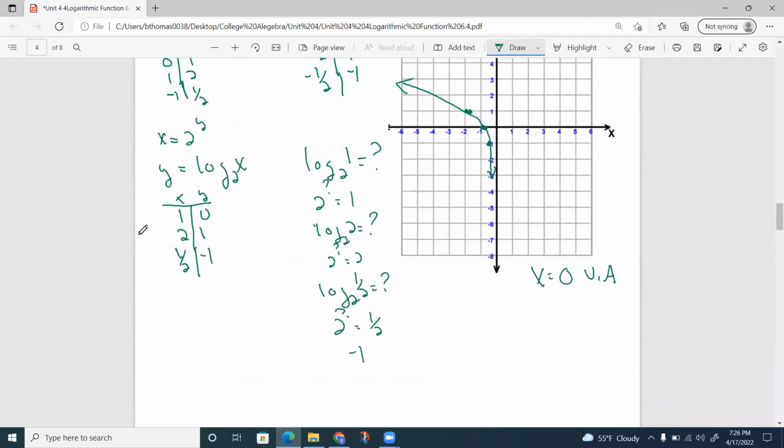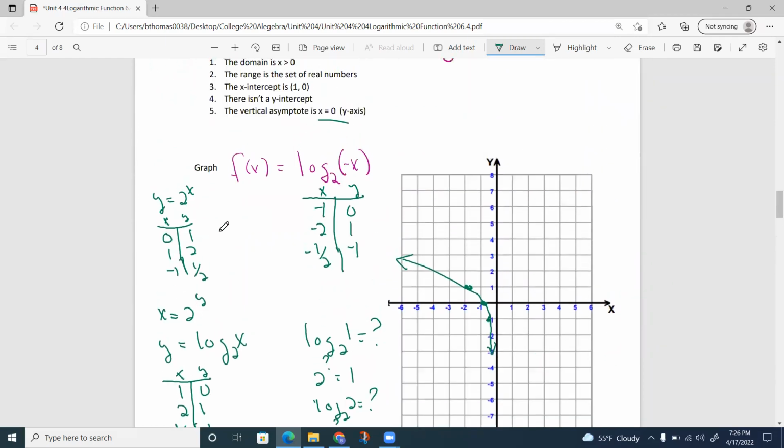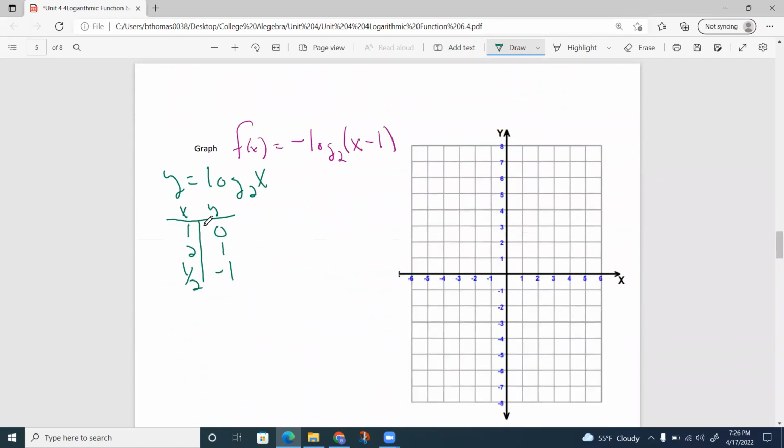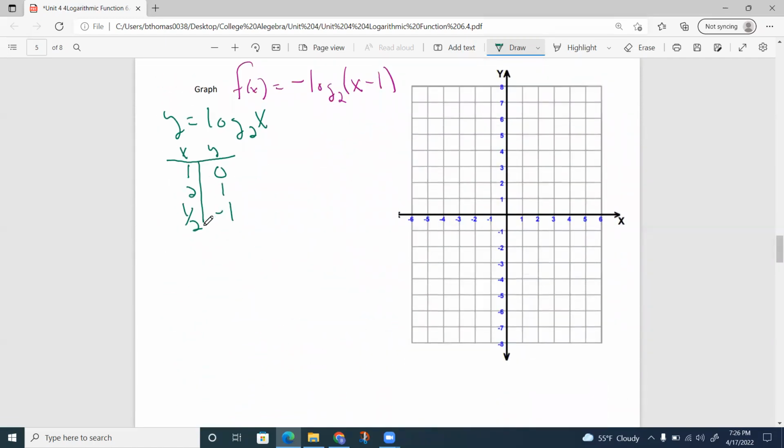So we have those ordered pairs in my parent function. And I got those by using the inverse of the exponential function. So we knew 0, 1, 1, 2, -1, 1/2. And now those rows all switch. So we now graph 1, 0. Oops, I'm sorry. We're going to make the transformations here.